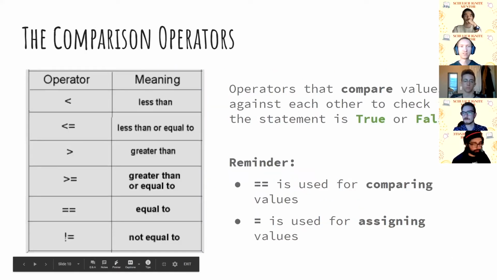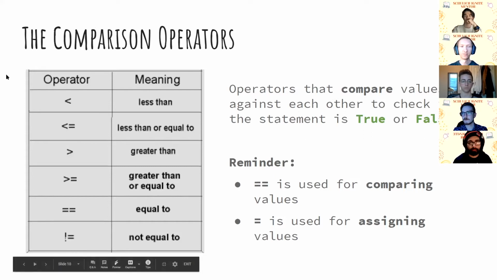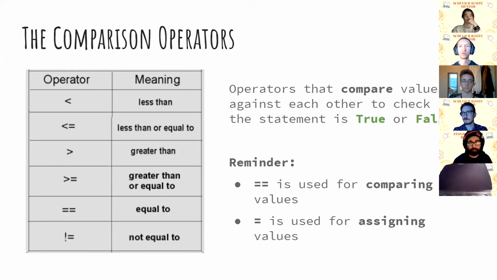So we have some comparison operators. These allow us to compare any two values, and we have a whole list of the different ones here. We can compare whether the first value is less than the other one, whether it's greater than, whether it's equal to, whether it's not equal to. The result of these comparison operators is going to give us that Boolean value type. It's going to give us either a true or a false.